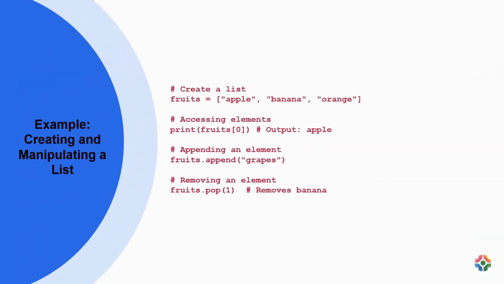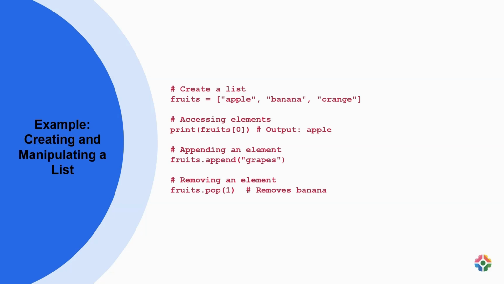To work with a list in Python, you can create one using square brackets. For example, to create a list of fruits like apple, banana, orange, you can use fruits = [apple, banana, orange]. You can access elements in a list using their index. The index starts from 0, so fruits[0] will give you apple.